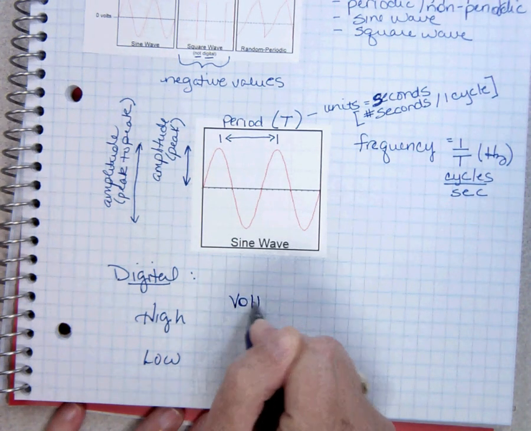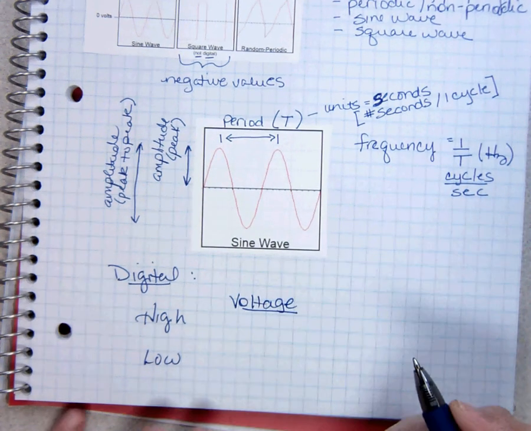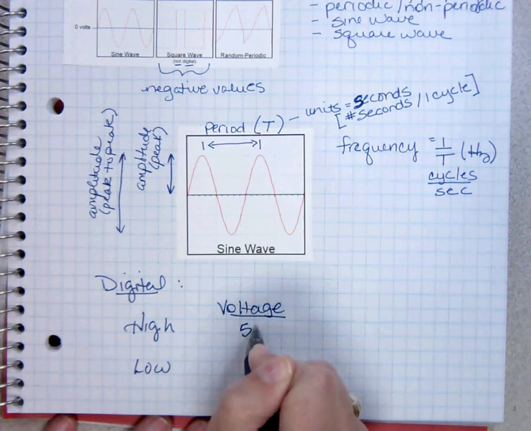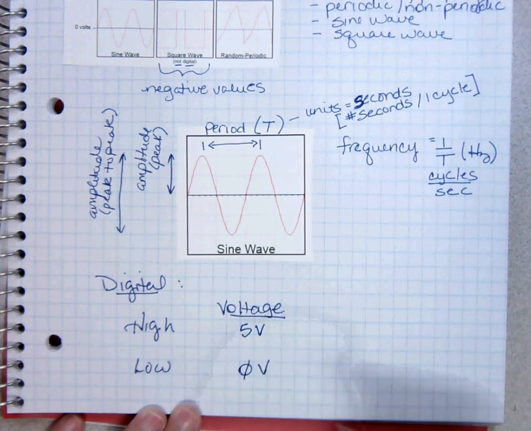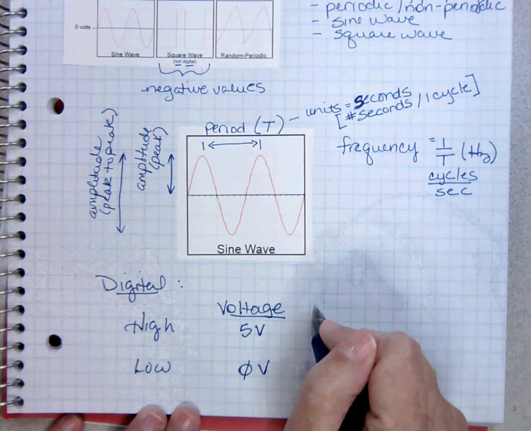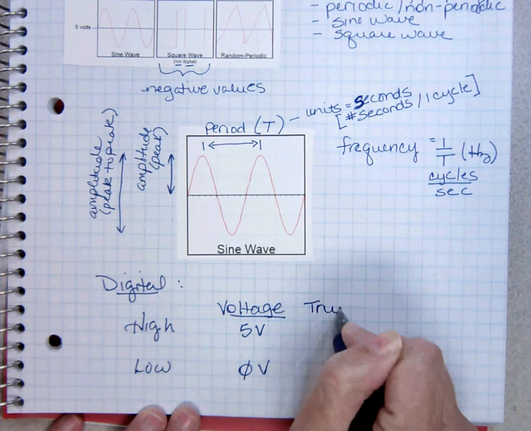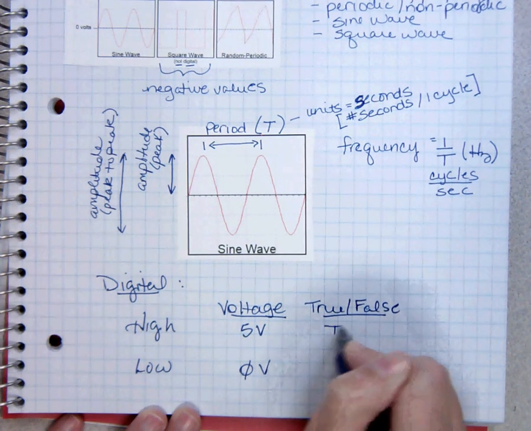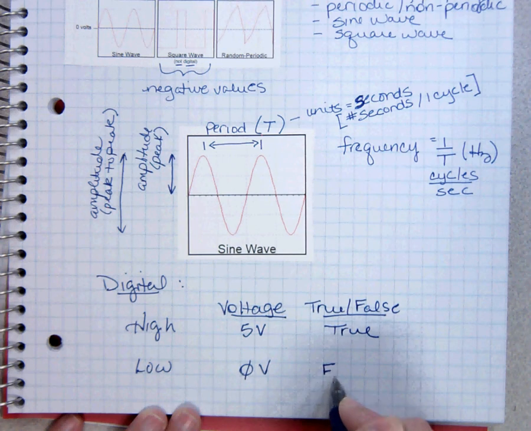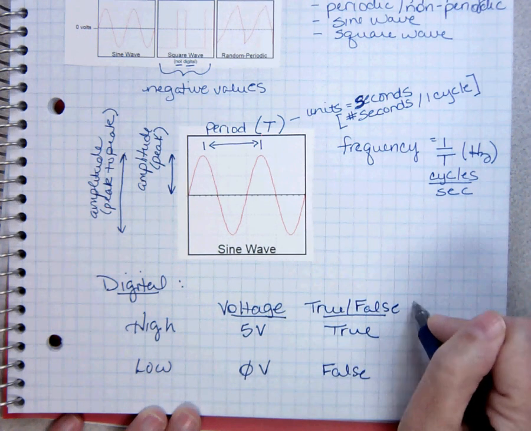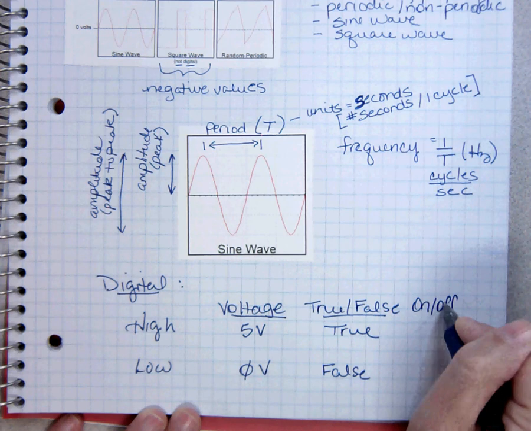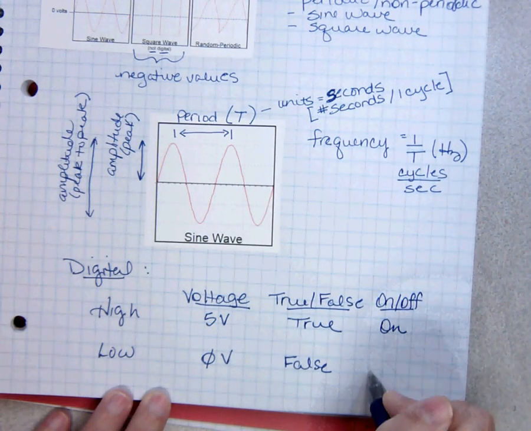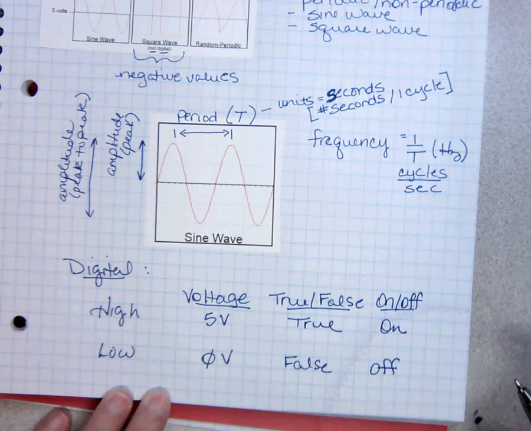So first of all, it can be described as a voltage. When you describe a high and a low as a voltage, typically the high is 5 volts and the low is 0 volts. You can always also describe it as true-false, where the high is typically true and the low is false. You can look at it in terms of on-off, where the high value is on, the low value is off.